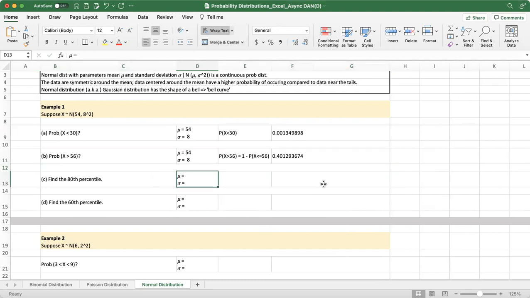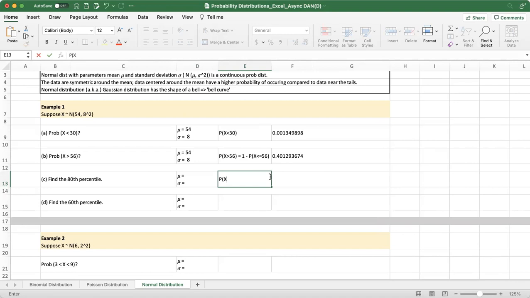The next one is a little bit different. We want to find the 80th percentile. So for instance, the 80th percentile is the value in the distribution such that 80% of the distribution falls below this particular value. That's the definition of a percentile. So if we want to translate this into a mathematical statement, I want to find the number k such that the probability of X being lesser than or equal to k is 0.8.